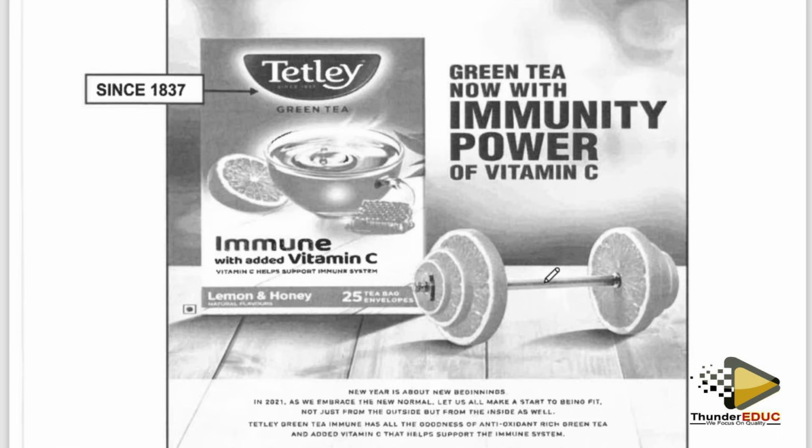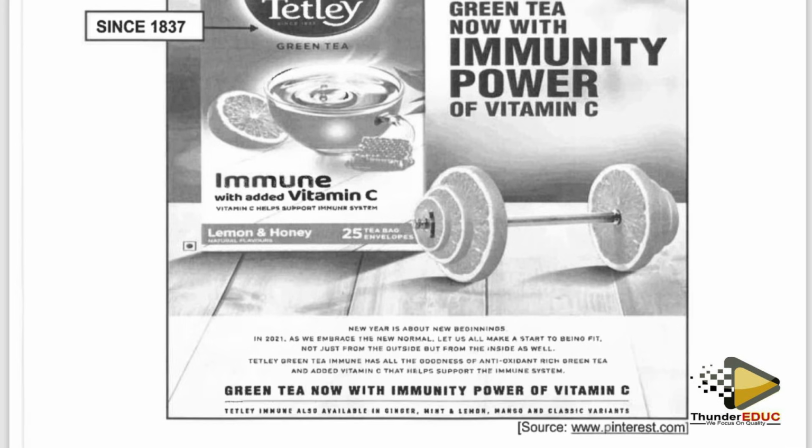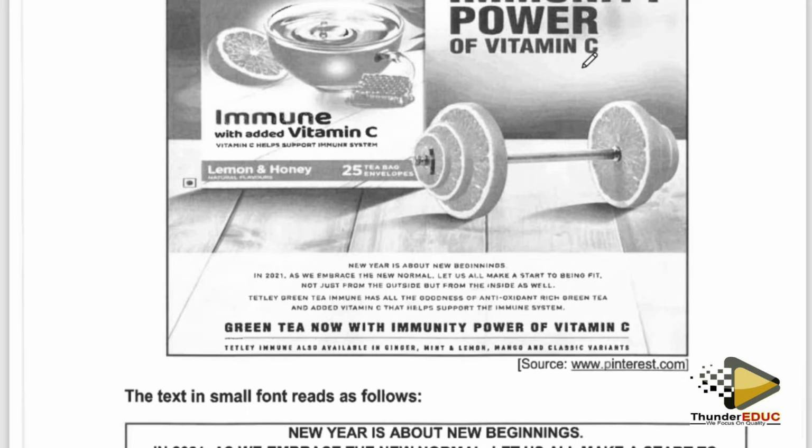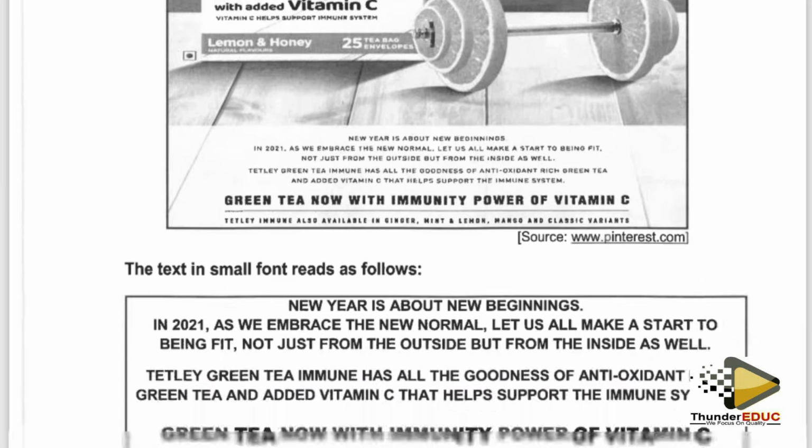This is a weight bar, and in that weight bar there's oranges on the left side, oranges on the right hand side. So now I believe that this is for people who gym. That is my opinion. It is for people who gym. You can also say it's for people who want to take care of their immune system. As it says, it's for the immune with added vitamin C. So that's something also that you can use.